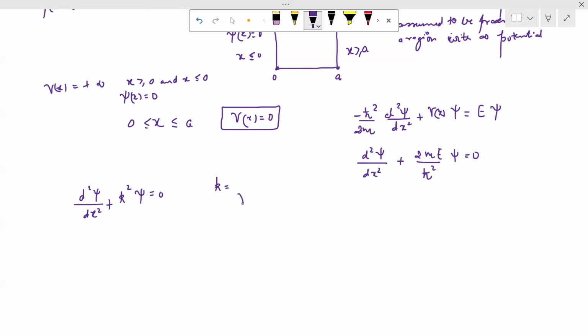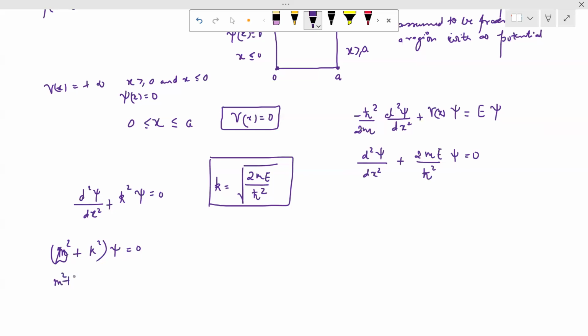Here k is equal to what? Here k is equal to root over 2mE upon ħ². And we know the solutions to this differential equation. If I write the auxiliary equation, it will be m² plus k², sorry, I'll write D² instead. So the auxiliary equation would be m² plus k² equal to 0, which will give me two purely imaginary roots.